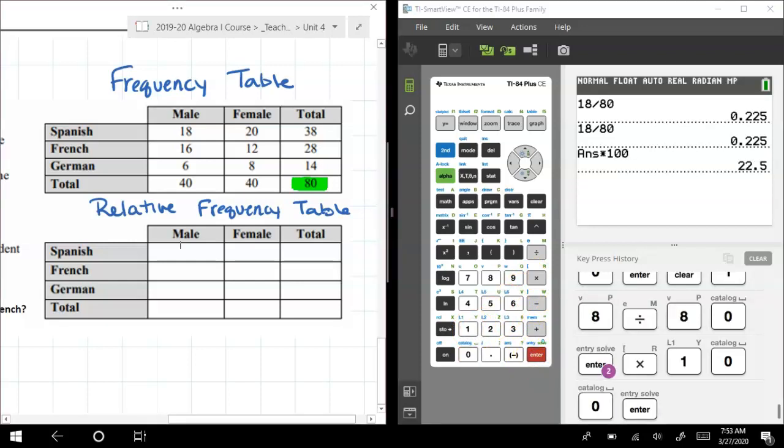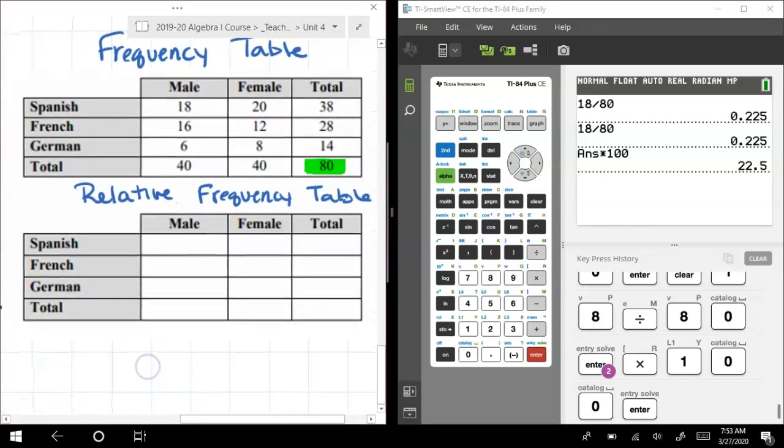So there were 18 males taking Spanish. 18 out of 80 is 22.5%.